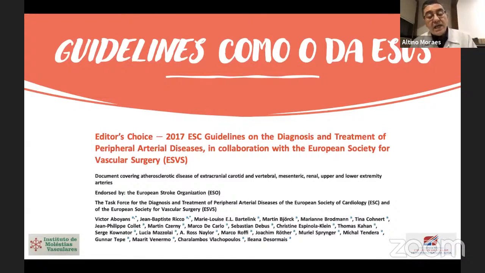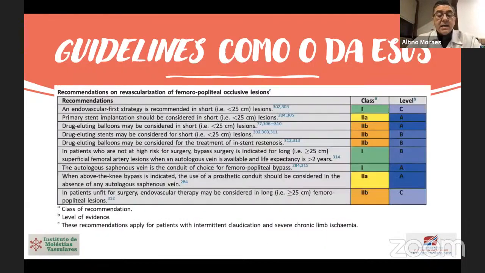Porém, os guidelines da ISVS traz para nós recomendações muito importantes. Quando temos as lesões oclusivas femoropoplítea, recomendações classe 1, nível C, endovascular, uma estratégia primeira de endovascular é recomendada nas lesões curtas, tá? Implantação de stent primário deveria ser considerado em lesões curtas também. Uso de balões, drug-eluting, devem ser considerados em lesões curtas. Stents eluidos por drogas devem ser considerados para lesões curtas. Todos 2A, 2B, 2B, 2B, com nível de evidência científica muito buenos.